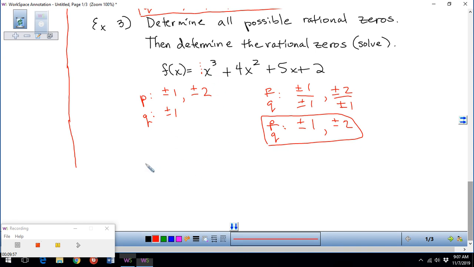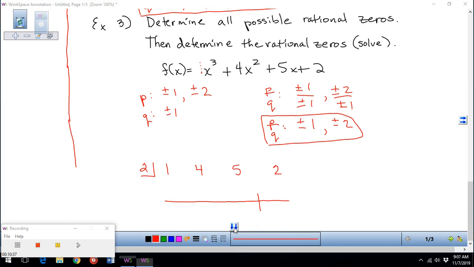So I'm going to take my equation, x cubed plus 4x squared plus 5x plus 2, and I am going to break it down using synthetic division, and I'm going to see which ones of these work. The first one I'm going to try, you can try any one of them. You can try positive 1, negative 1, positive 2, negative 2. Since I see that 2 on the end, I figure a 2 probably is going to work in there. So I'm going to try positive 2.